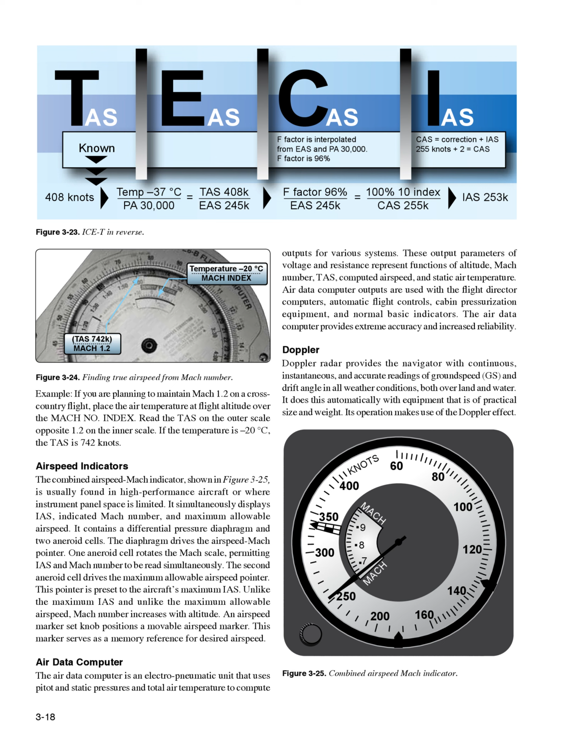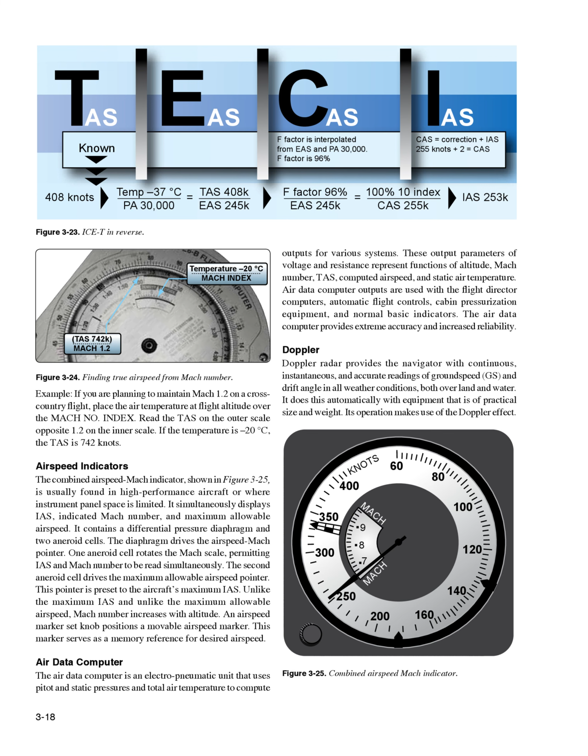Airspeed indicators. The combined airspeed Mach indicator, shown in Figure 325, is usually found in high-performance aircraft or where instrument panel space is limited. It simultaneously displays EAS, indicated Mach number, and maximum allowable airspeed. It contains a differential pressure diaphragm and two aneroid cells. The diaphragm drives the airspeed Mach pointer.